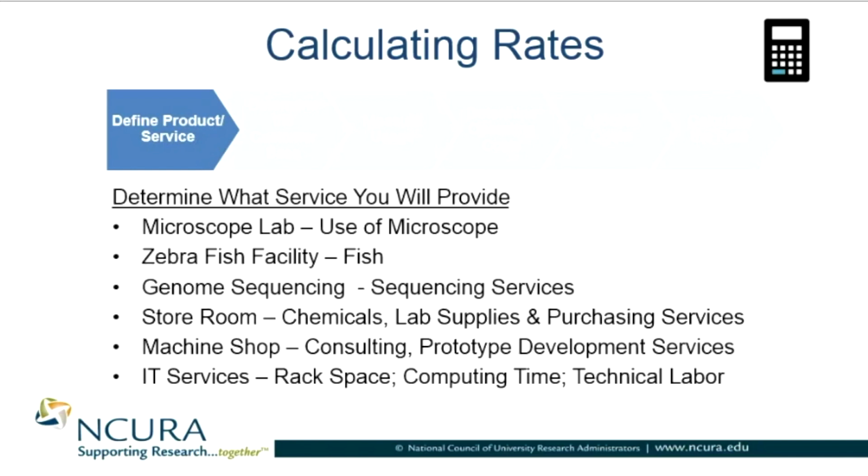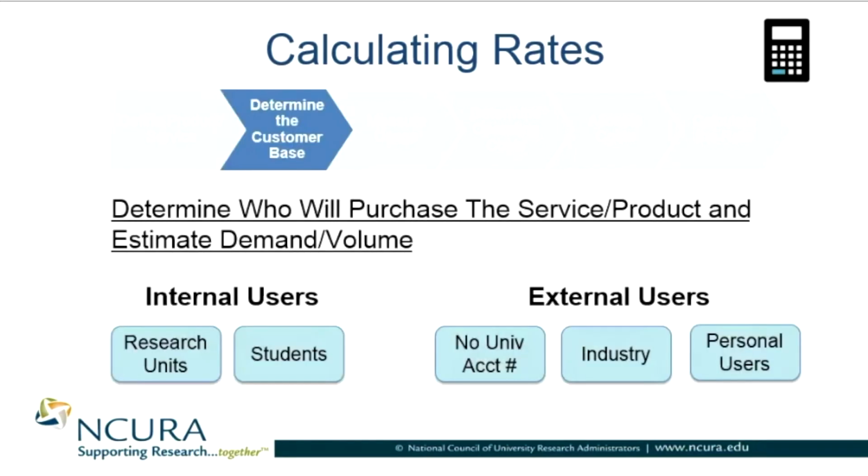Some of these service arrangements can get fairly intricate, and so we can't really get into the details of all of those. But in a few minutes, we will go into a more straightforward example to examine rate setting for the first bullet, which is a microscopy facility or a microscope lab.